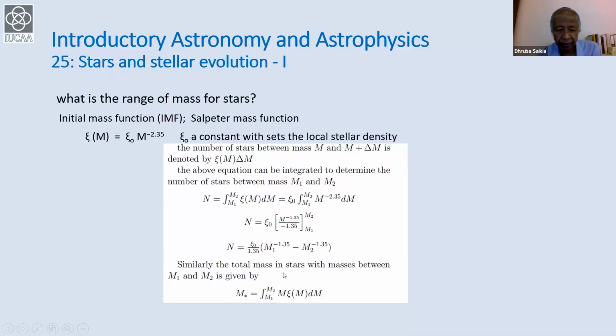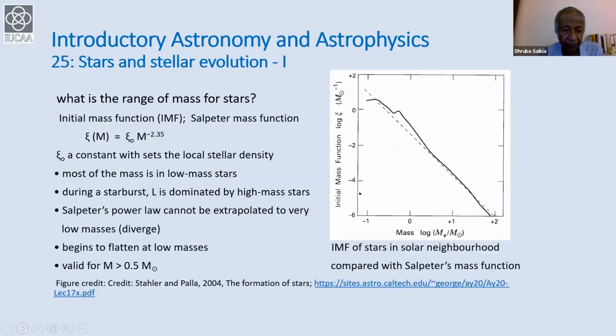Similarly, I can also determine the total mass in stars with masses between M1 and M2 by multiplying this by M, so M times Xi(m). So it gives me the total mass of the stars between M1 and M2. This gives me the total number. This gives me the total mass. This is what the expression Xi(m) looks like when you derive it.